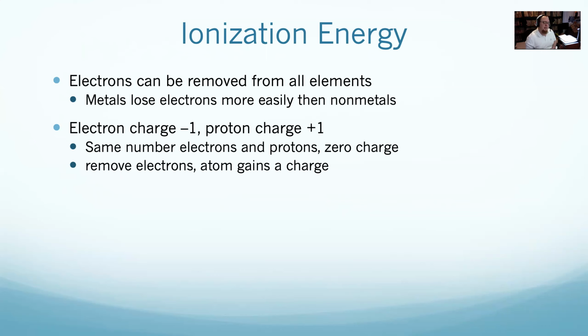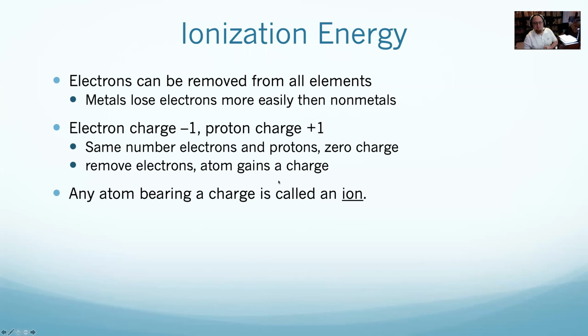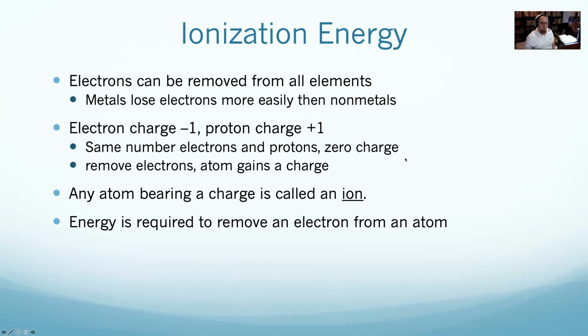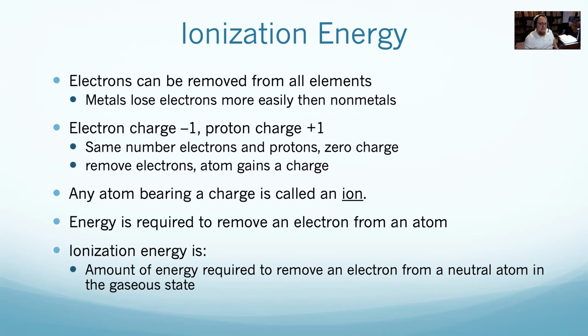Anytime you remove an electron from an atom, you ionize it. What it means when you remove an electron is you take it from an atom to an ion. An ion is just an atom where you change the number of electrons. And to take an electron away takes energy. There's something called ionization energy. And ionization energy is the amount of energy required to remove an electron from a neutral atom in the gaseous state. Just how hard is it to do?